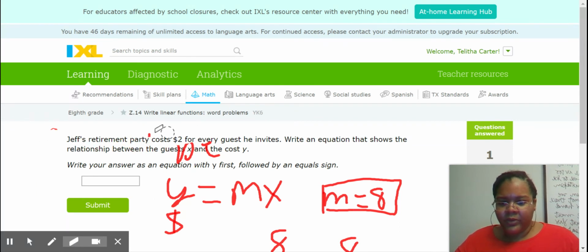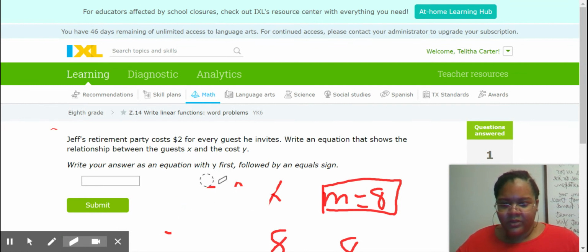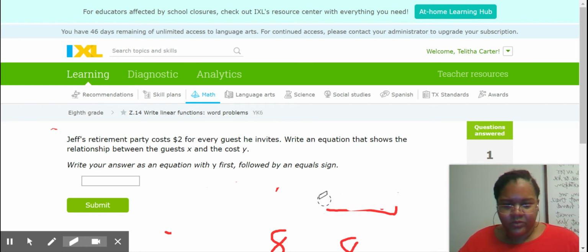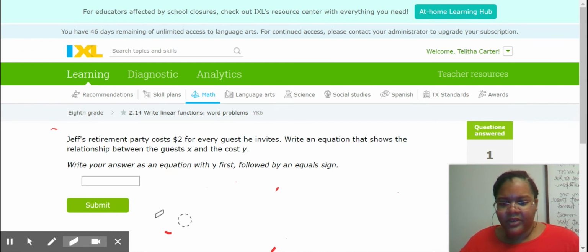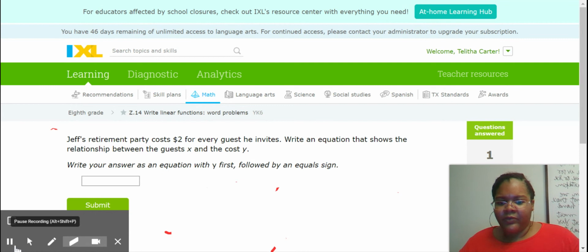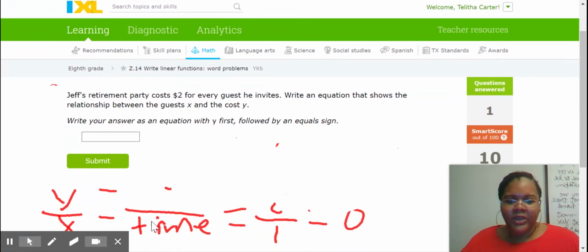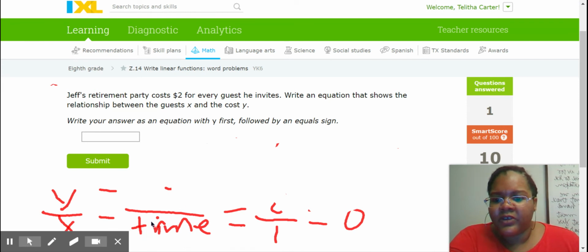So let's try one more just to make sure that we have it correctly. All right, I'm going to go ahead and delete all of this. All right, so let's read this. It says Jeff's retirement party costs $2 for every guest he invites. Write an equation that shows the relationship between the guest, x, and the cost, y.